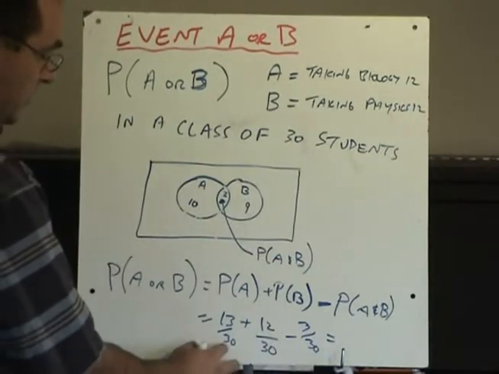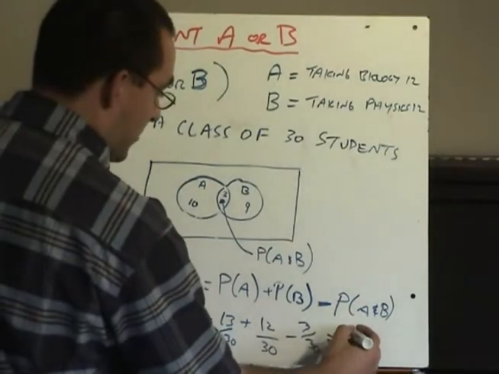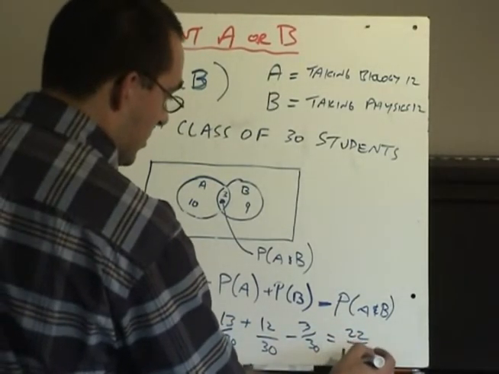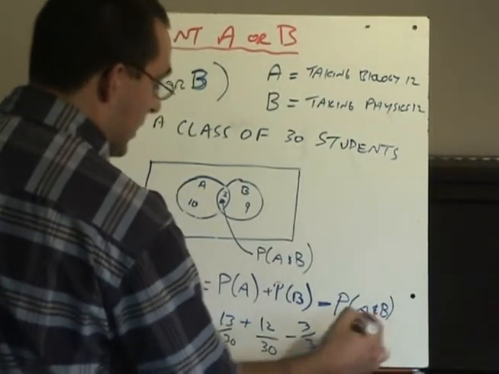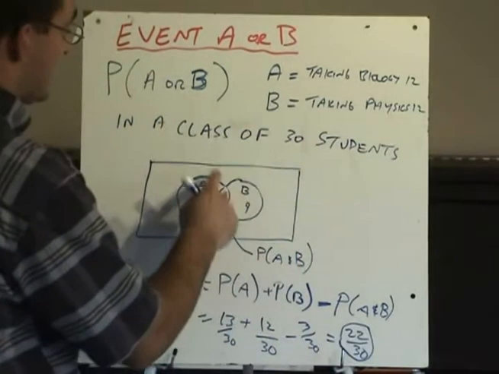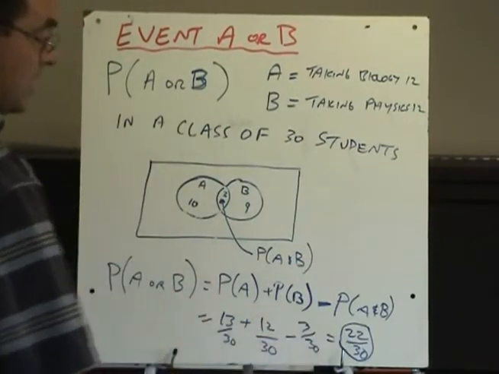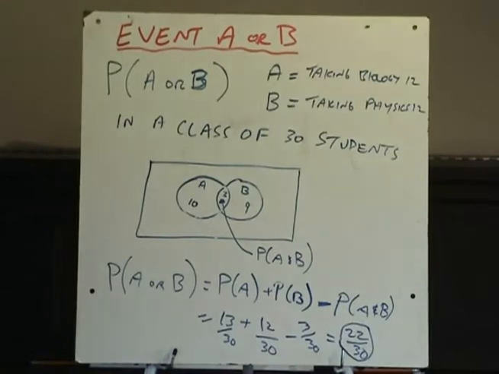And so 13 out of 30 plus 12 out of 30 is 25. 25 minus 3 is 22 out of 30. So the probability in our math class that students are also taking biology 12 or physics 12 would be 22 out of 30.